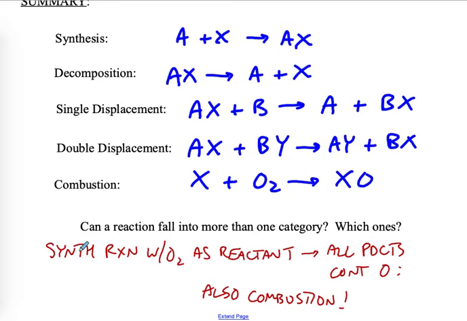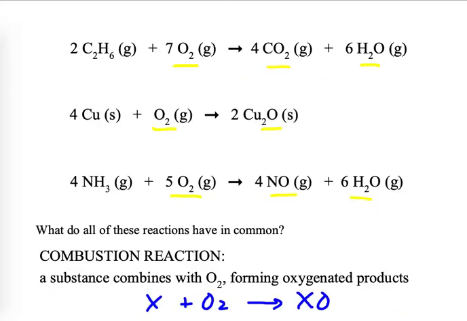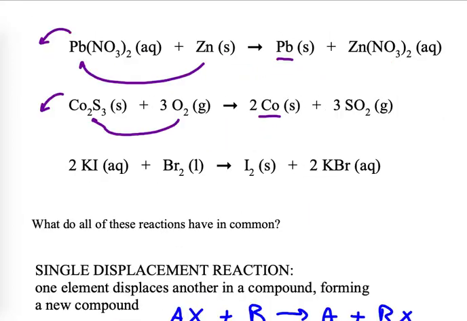must be an oxidation reduction reaction, because if it contains a pure element on one side of the arrow, in which the oxidation number is 0, on the other side of the arrow, the oxidation number must be not 0. So it's changing. So we can conclude that the reactions that are always redox would include combustion and single displacement. Because if we look back at our single displacement reactions, which are right here, we will see that single displacement always involves a pure element on both the reactant and the product side.